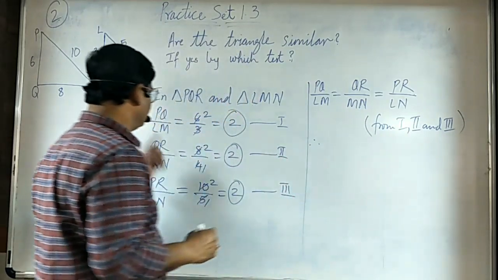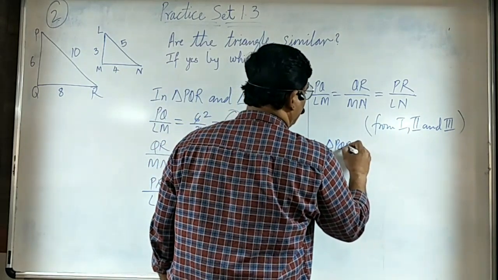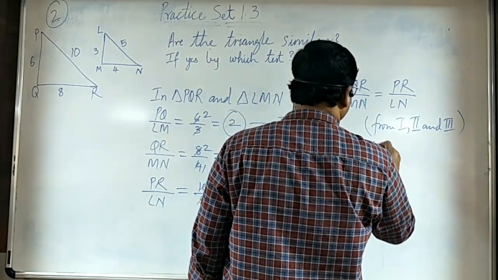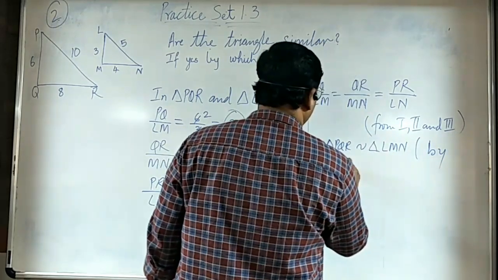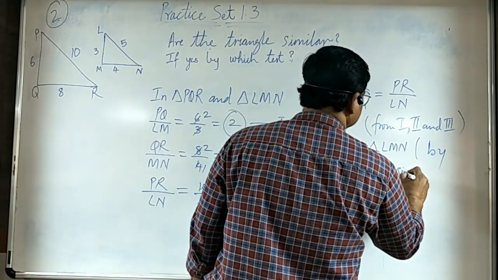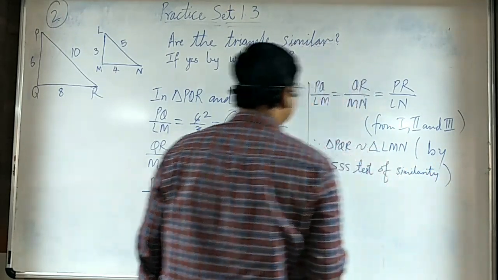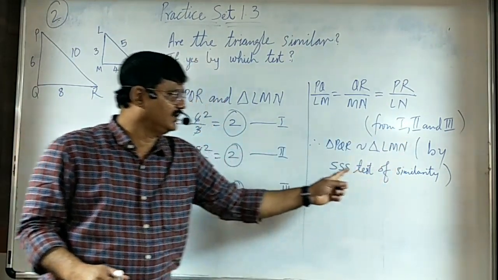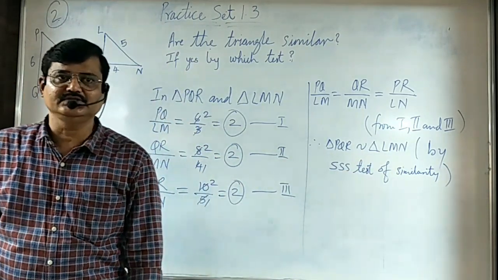Therefore, since the 3 ratios of the corresponding sides are equal, can I say that triangle PQR is similar to triangle LMN? And you have to write it by the SSS test of similarity. You can see here that all the 3 ratios are equal, and from 1, 2 and 3 I got it. Therefore triangle PQR is similar to triangle LMN by the SSS test of similarity.